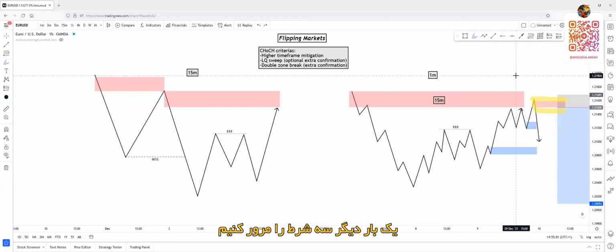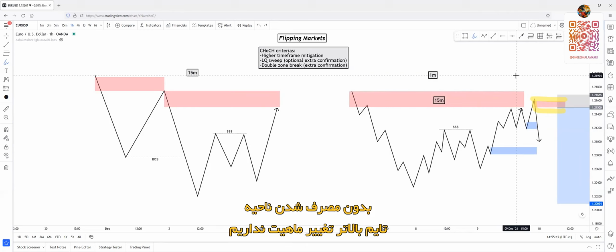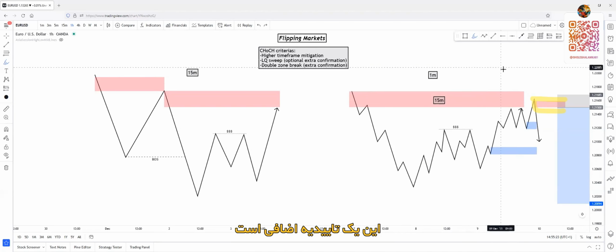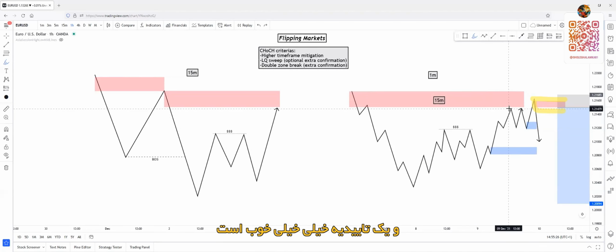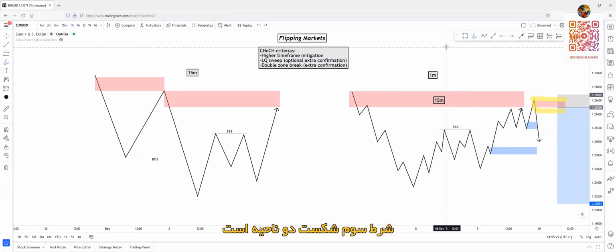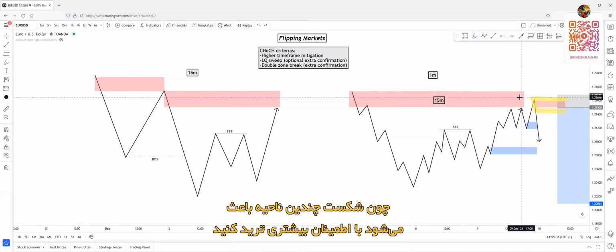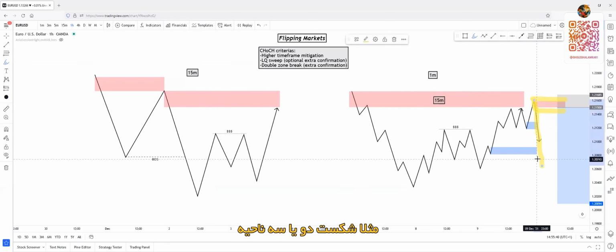So once again, the three criteria. The first one is unnecessary. I mean, it's necessary. The higher time frame mitigation, it has to happen. Without a higher time frame mitigation, it won't be a change of character. It will be just a liquidity sweep or anything like that. So it has to mitigate a higher time frame zone. The second one is a liquidity sweep. It's an optional extra confirmation. So it's a really, really good confirmation, and it almost has to happen. And the third one is the double zone break, and it's also an extra confirmation because you will be more sure about your trade and your position if it breaks through several zones, 2 or 3 zones.